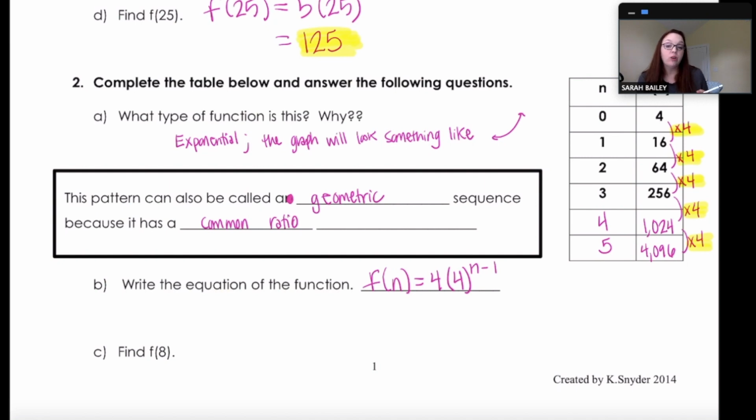So f of 0 is supposed to be 4, right? Well, let's plug that in. So 4 times 4 to the 0 minus 1 power. Let's see if this works. So that'd be 4 times 4 to the negative 1, which would be 4 times 1/4, which would be 1. So it's not n minus 1, because f of 0 should be 4. So it shouldn't be n minus 1. It should just be plain old n. Let's test it out now.